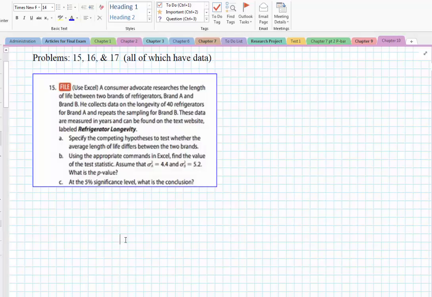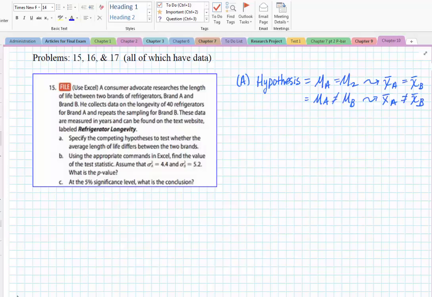they do differ. So we're going to set it up as the longevity of A is equal to the longevity of B, and then we're going to try to reject that hypothesis in favor of the alternative, and that is that the longevity of A is not equal to the longevity of B. And we would write that something like this. Okay, so you can see I have written out the two hypotheses.